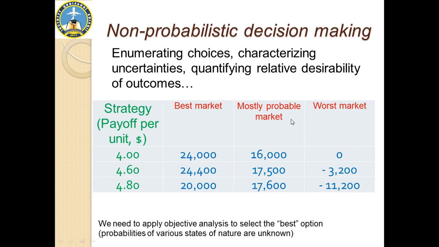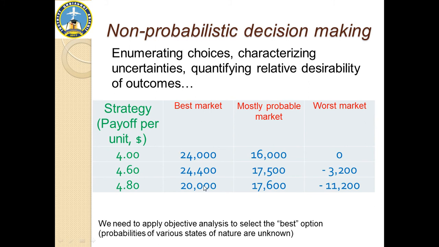Now we quantify relative desirability of outcomes. We quantify by setting these payoffs given every market condition, every uncertainty, and given every choice. So we get the matrix which combines our choices and our uncertainties. So we get this matrix with payoffs. Now we need to apply objective analysis to select the best option.